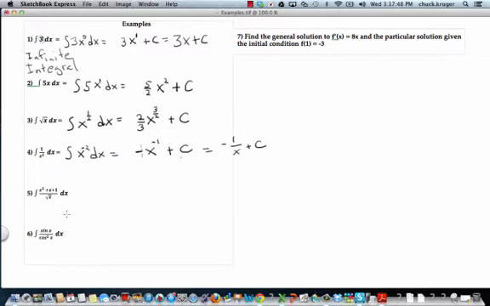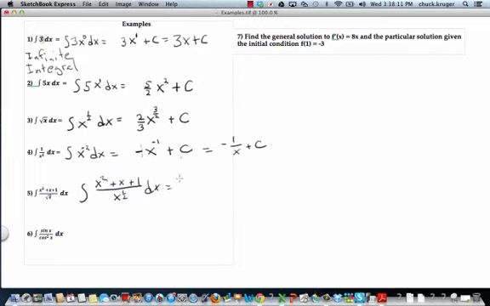Alright, the next one is this particular one, and it's pretty complicated, so I'm going to rewrite it as x squared plus x plus 1 over x to the 1/2 power dx.